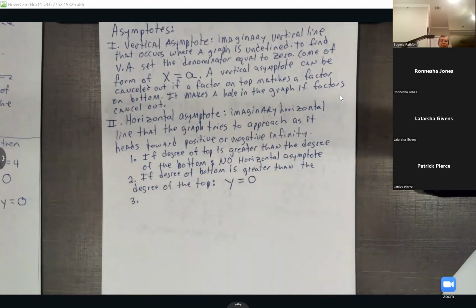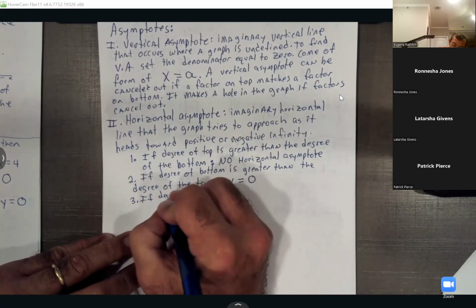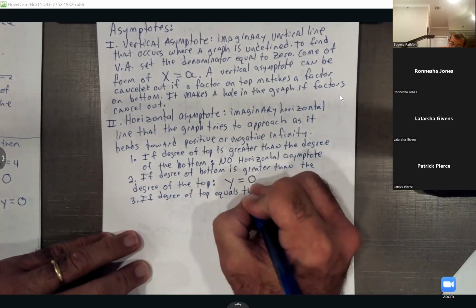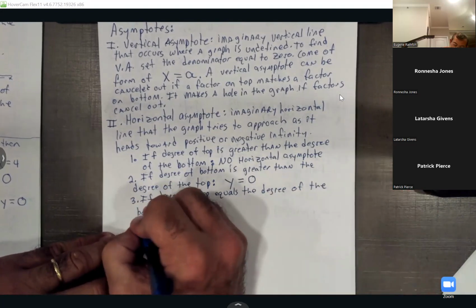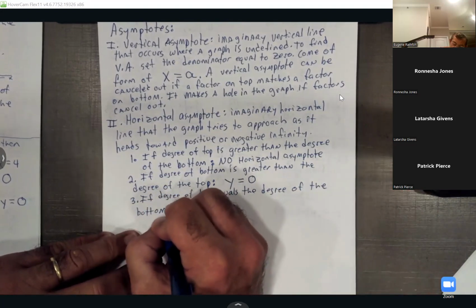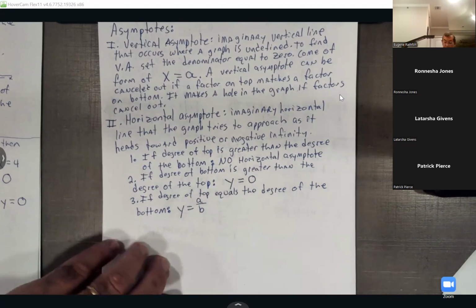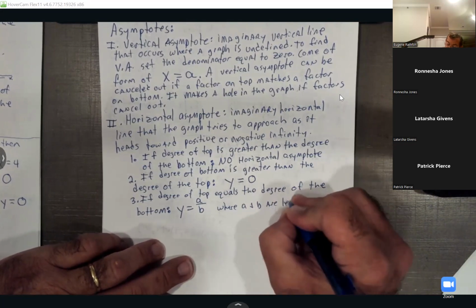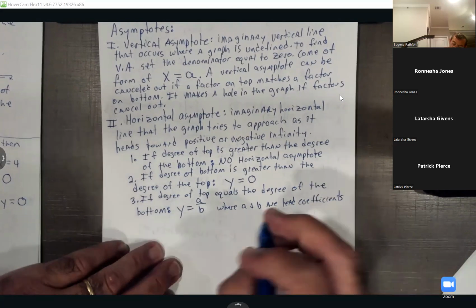Now, the third case, so we had the top greater, the bottom greater. What if they're equal? If the degree of top equals the degree of the bottom, then we'll have a situation where y equals a over b, where a and b are lead coefficients of the top and bottom.